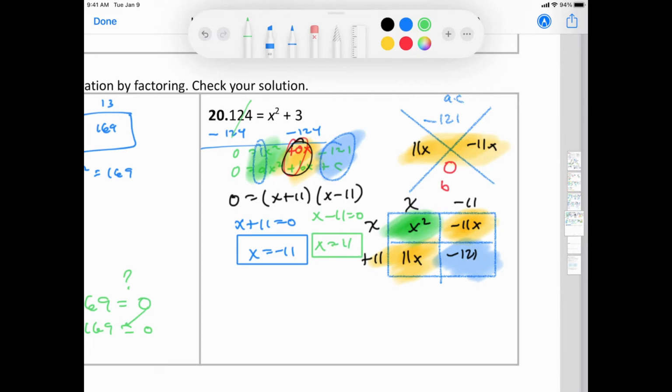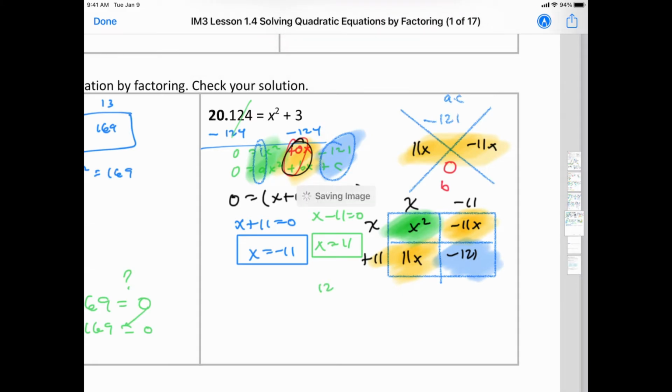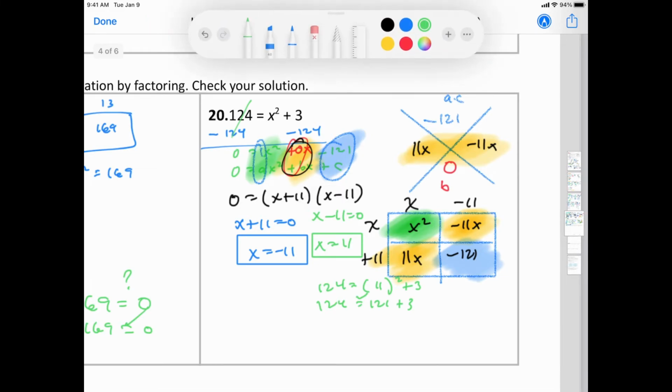Those are our two solutions. Let's put it in there. Check it. So 121 plus 3 equals 124. And then 124 equals negative 11 squared plus 3. So again, that's negative 11 times the negative 11, which is positive 121 plus 3, which equals 124.